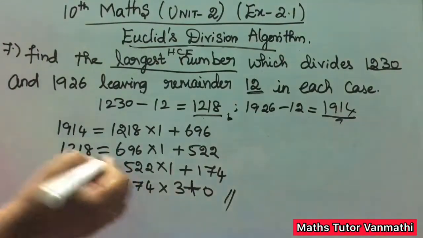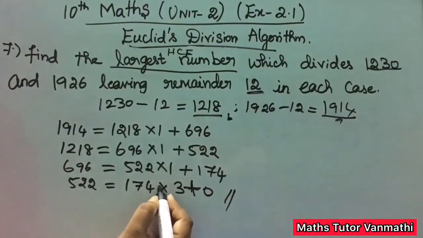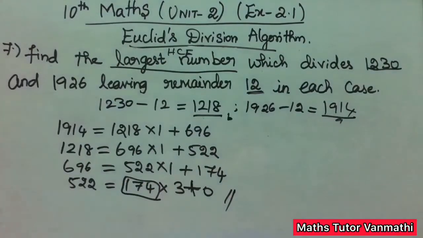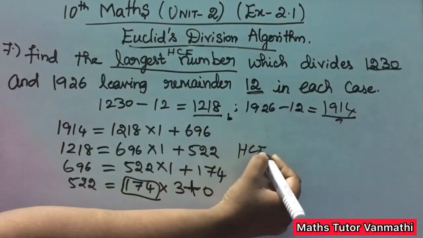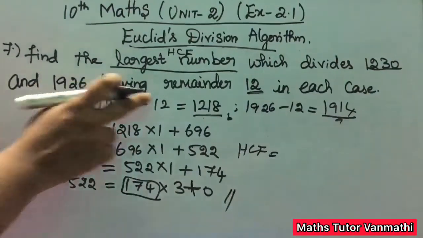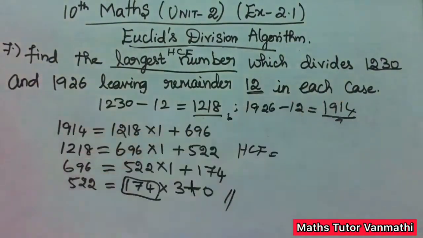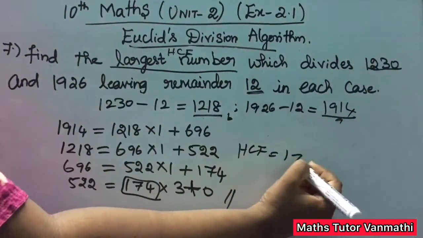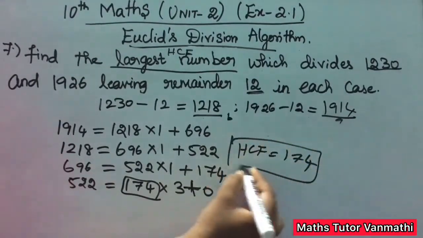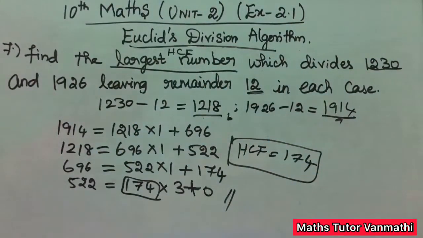Okay, by this we can stop our process, and here this 174 is your HCF. So the HCF of these two numbers, 1218 and 1914, is 174. Clear, everyone? Okay.